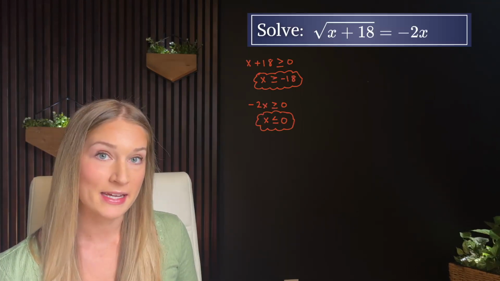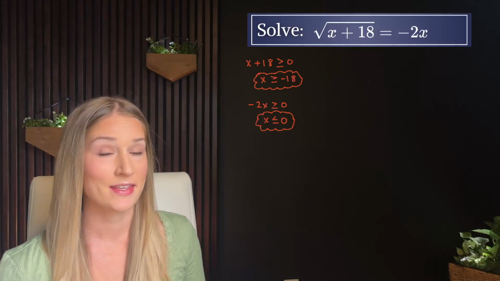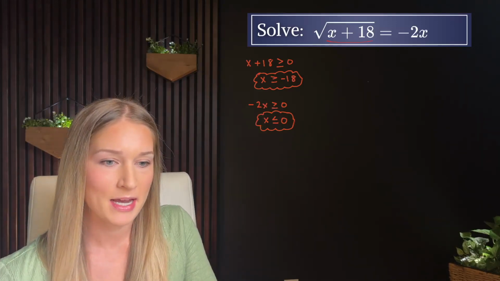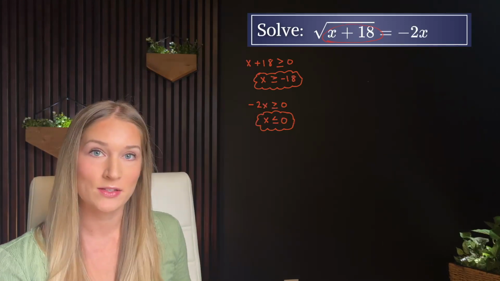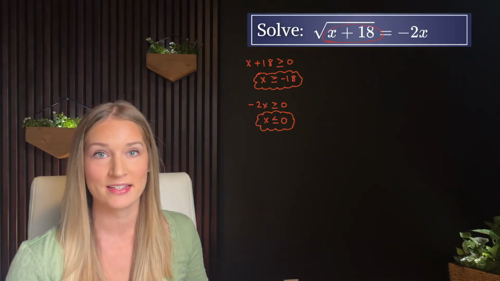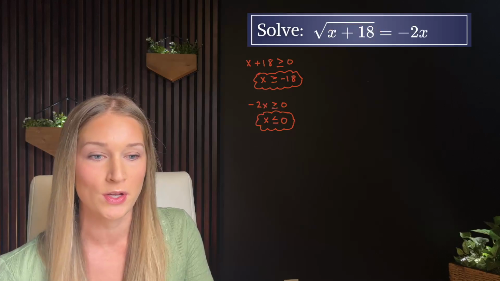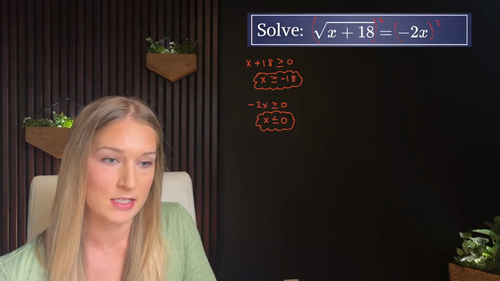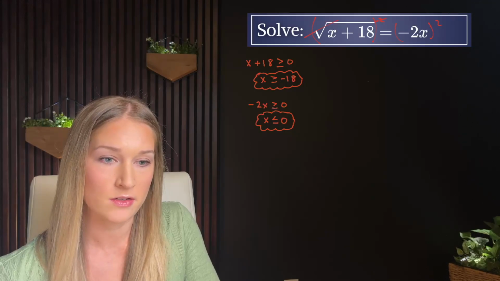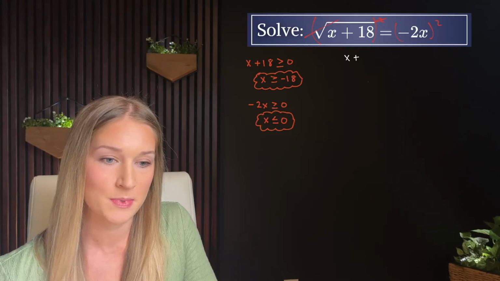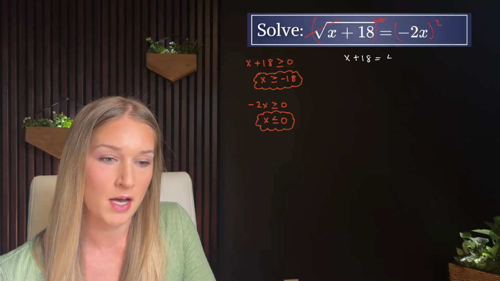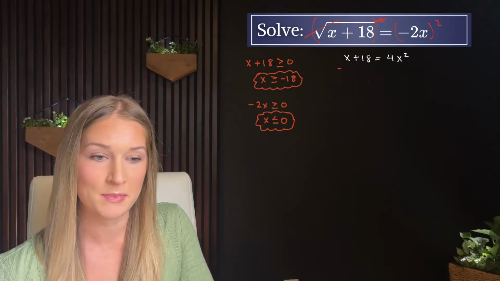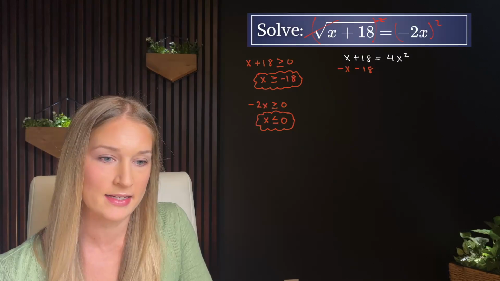When I get my answers, I need to go back and verify that they don't violate either of these conditions. So let's solve. First thing I notice is that one of my x's is stuck underneath the radical. I can't get to it because it is glued together by that square root. So I'm going to undo that square root by squaring both sides of my equation. The exponent and the radical undo each other, and I've got just x plus 18 on the left and a positive 4x squared on the right. Since this is now a quadratic, let me get 0 on one side and I will solve.